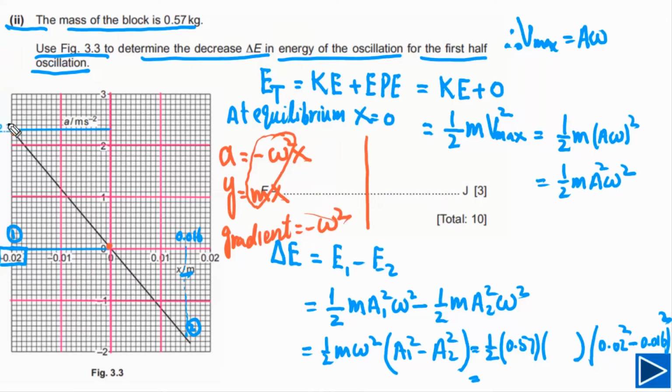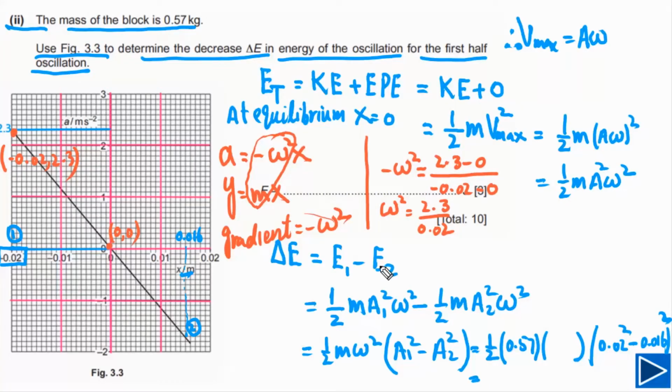If you look at the coordinates of this point, we have negative 0.02 comma 2.3, and this point has coordinate 0 comma 0. So in this case we can write down minus omega squared, and this is equal to the gradient. So we can find the gradient of this: 2.3 minus 0, divided by negative 0.02 minus 0. So it simply means that omega squared is equal to 2.3 divided by 0.02.